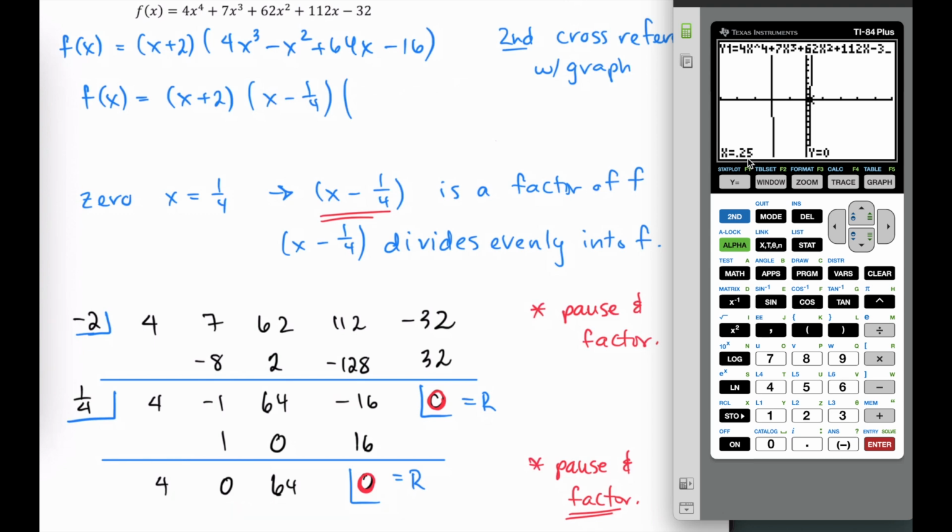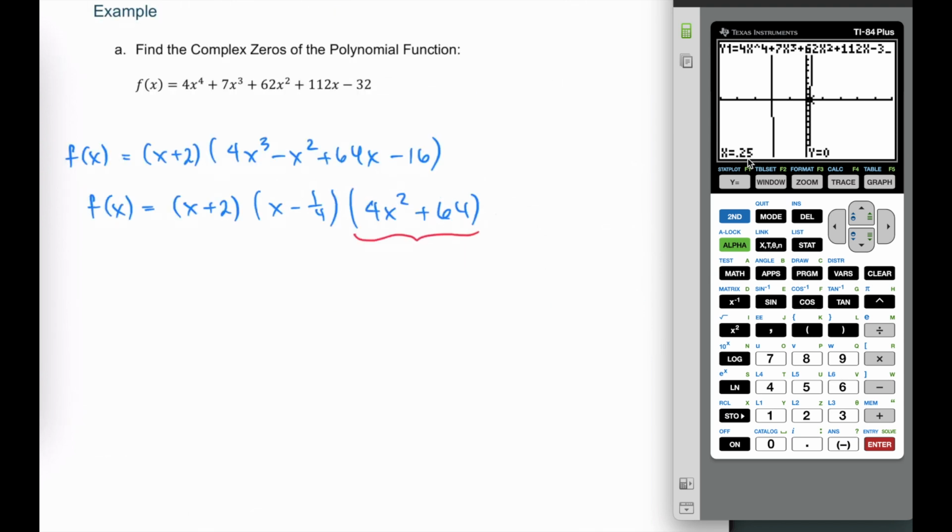This quotient must be quadratic since we started with a third degree and we divided out a first degree. So 4 is the coefficient on x squared. 0 is the coefficient on x, so we have 0x, and we don't need to write that. And 64 is the constant, so we have 4x squared plus 64. Now that we have come down to a quadratic quotient, this is where we abandon the synthetic division.